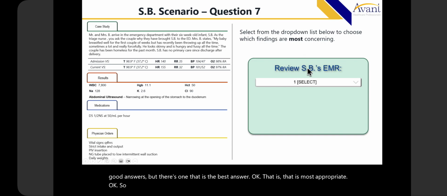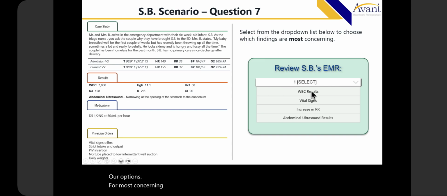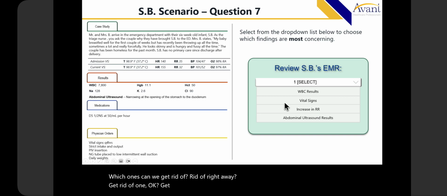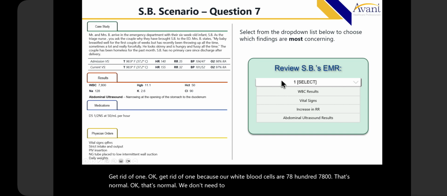So when we review our baby's EMR, our options for most concerning are the white blood cell results, the vital signs, the increase in respiratory rate, or the abdominal ultrasound results. Which ones can we get rid of right away? Get rid of one because our white blood cells are 7,800. That's normal, okay? We don't need to be concerned about that. Get rid of that one.